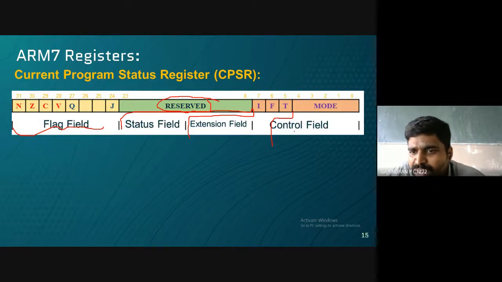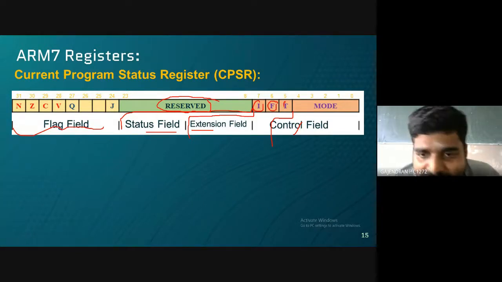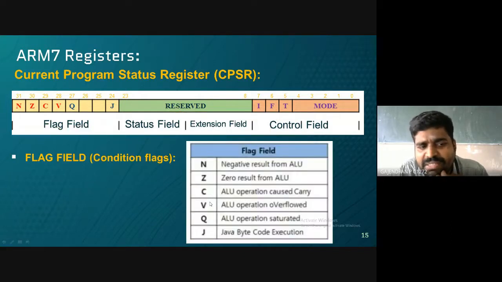What is this control field? What is this extension and status field? In that you are having only I, F and T. We will discuss one by one in detail. Now, what is this flag field? First we will discuss the flag field.